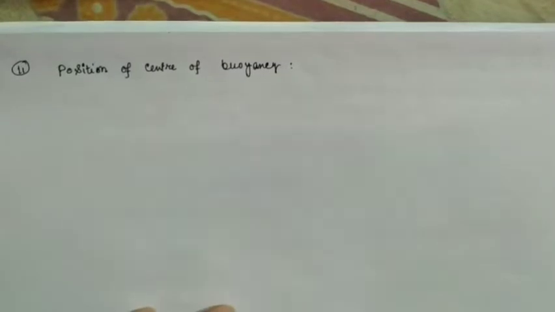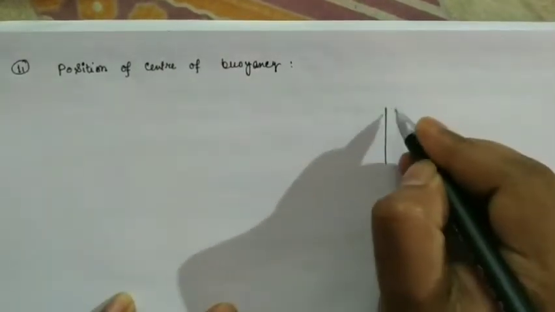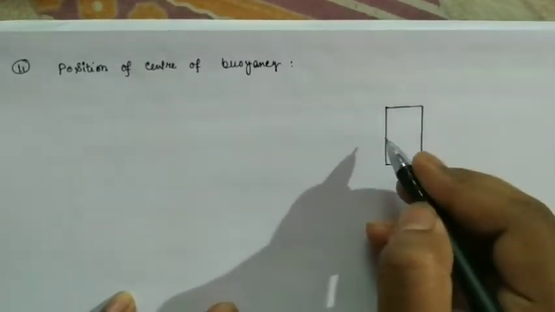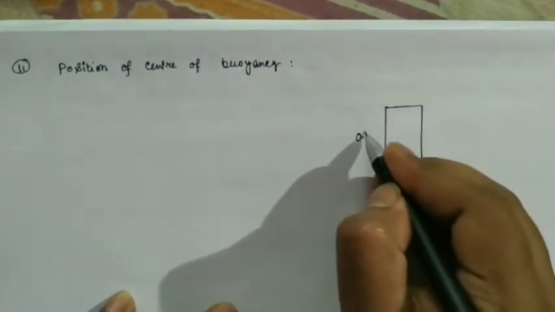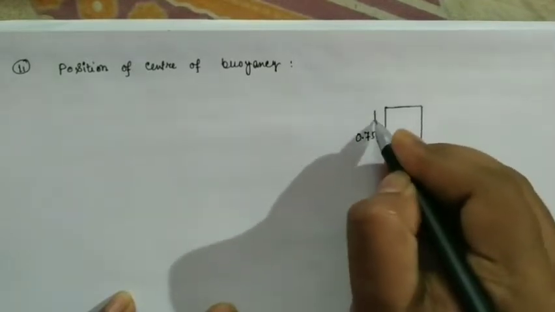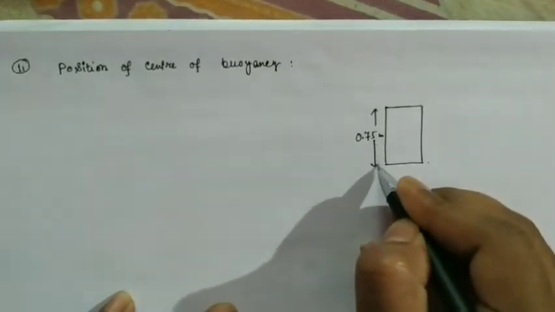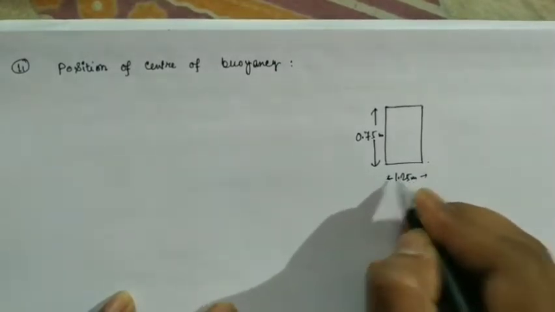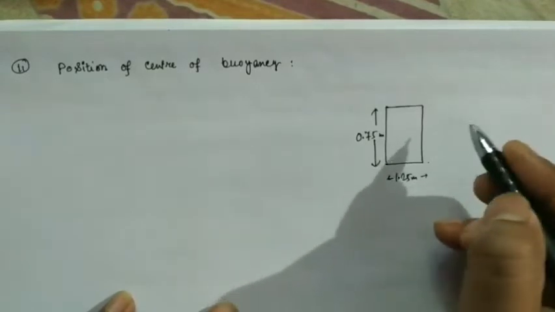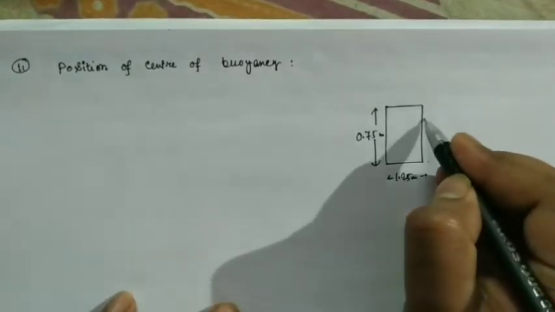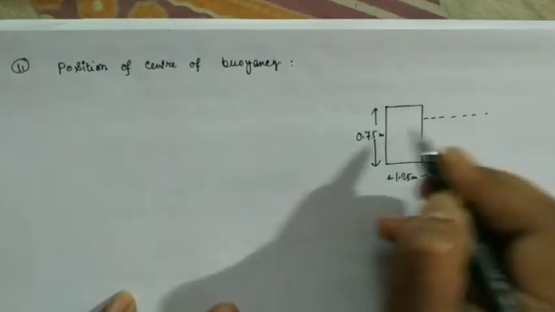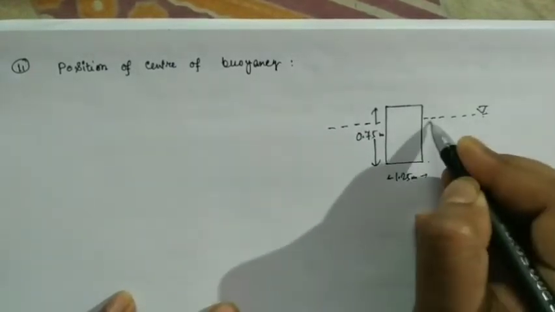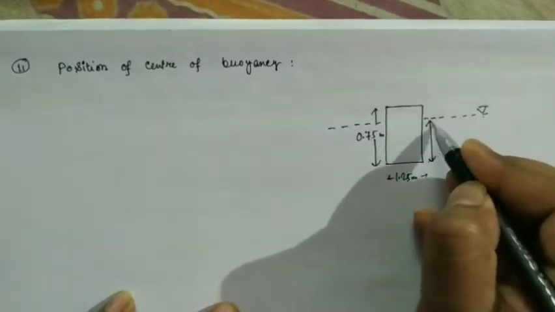So I am simply drawing the block here. What was the height of the block? 0.75 meter height, having width 1.25 meter, and the length was 3 meter. I am assuming that H height of the body is in water.